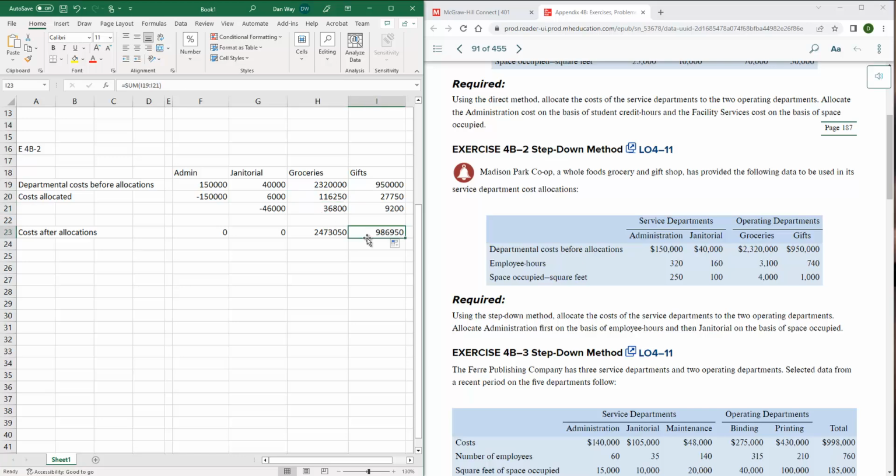Their total cost of 986,950 consists of the 950,000 that originated there, plus the admin costs that had been allocated there, plus the janitorial costs that have been allocated there.